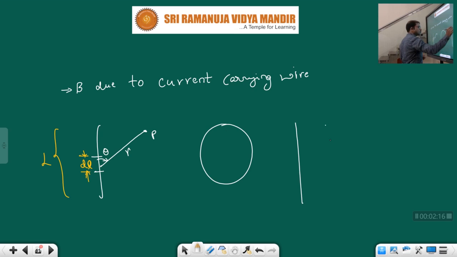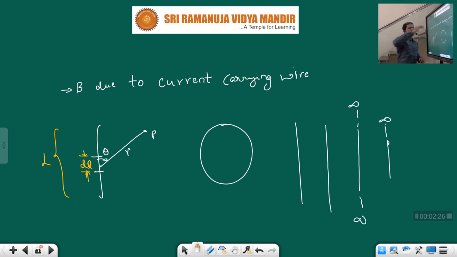Sometimes we will consider two wires. Sometimes the wire will be an infinite wire without any specific length. Sometimes it can be semi-infinite, which means one end will be infinite and the other will have some limit. Different conditions are there. The law I am going to discuss now is for a current carrying wire which is a straight conductor.